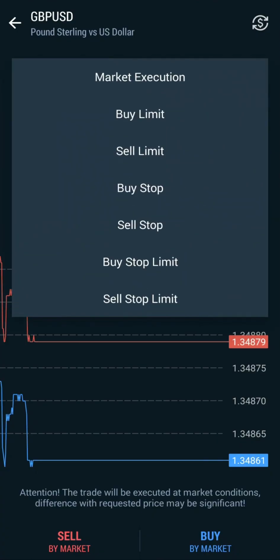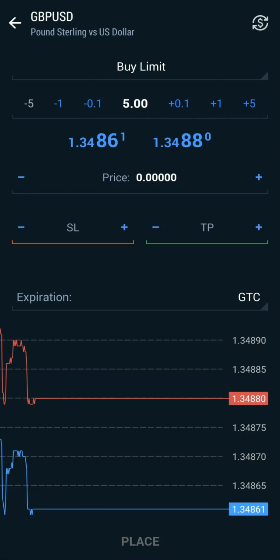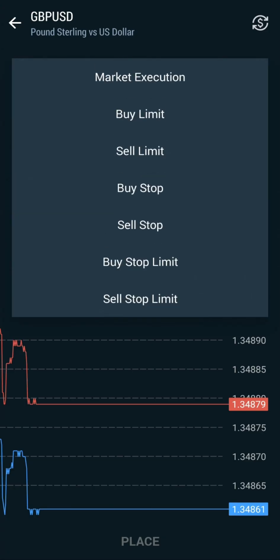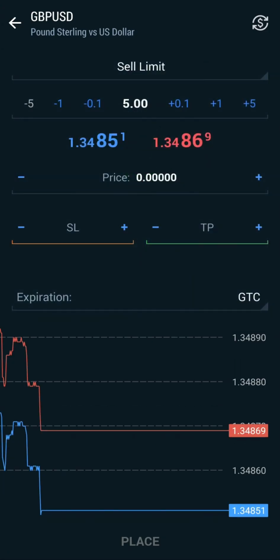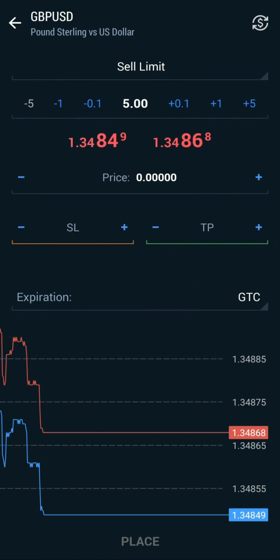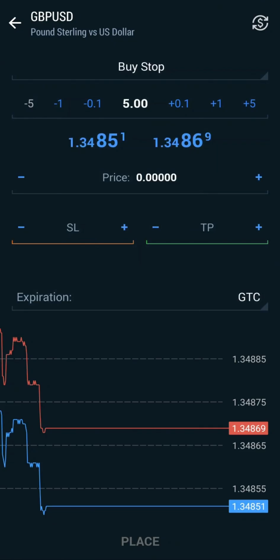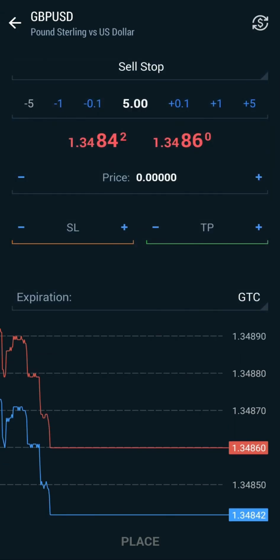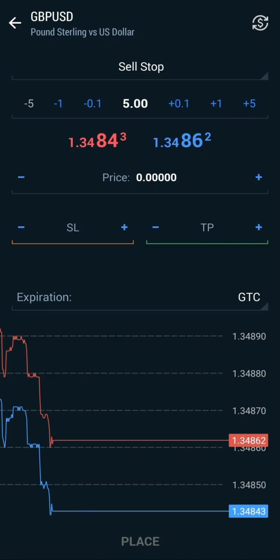Buy limit. A pending order to buy below the current market price, expecting the price to fall before rising. Sell limit. A pending order to sell above the current price, expecting the price to rise before dropping. Buy stop. A pending order to buy above the current price, expecting upward momentum to continue. And sell stop. A pending order to sell below the current price, anticipating a breakdown to lower levels.